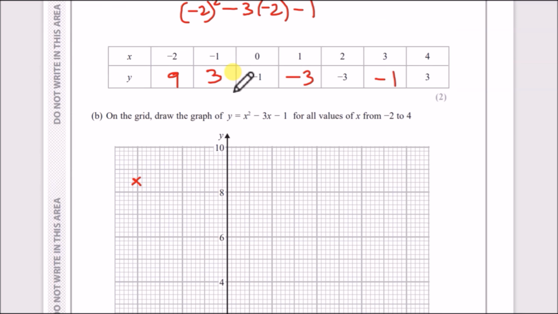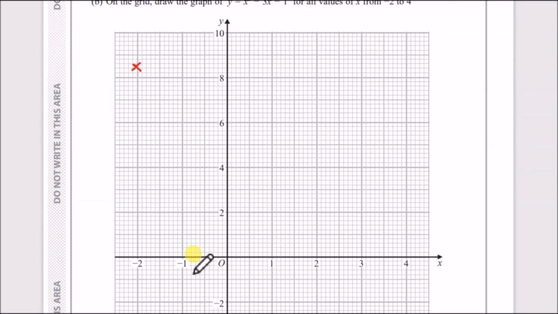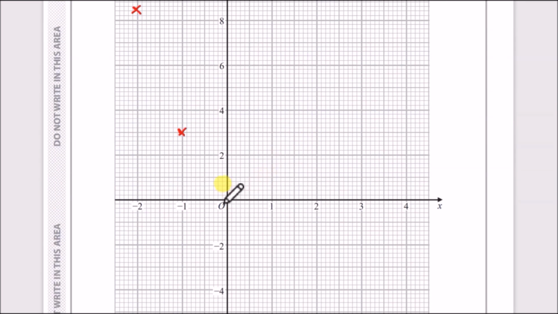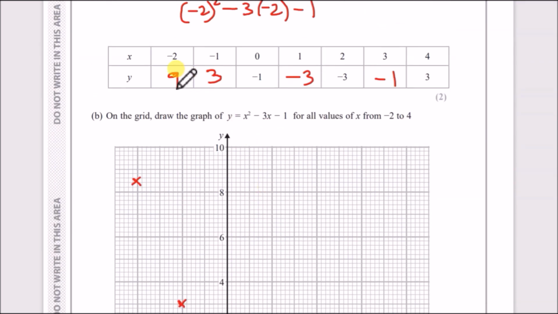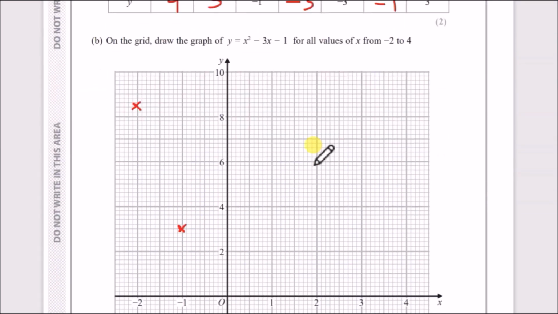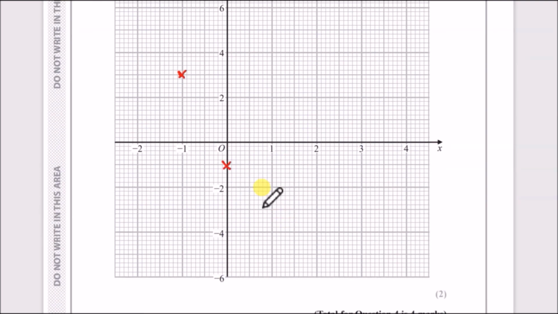For the second part, we've got minus 1 to 3. So minus 1 all the way up to 3. Next part would be 0 to minus 1. So you start at 0 and you drop to minus 1. So it should be here. Oh yeah, this is going to be a quadratic graph because it's an x squared, so we're expecting literally a U shape. The next one would be 1 and minus 3. So 1 across, drop to minus 3.